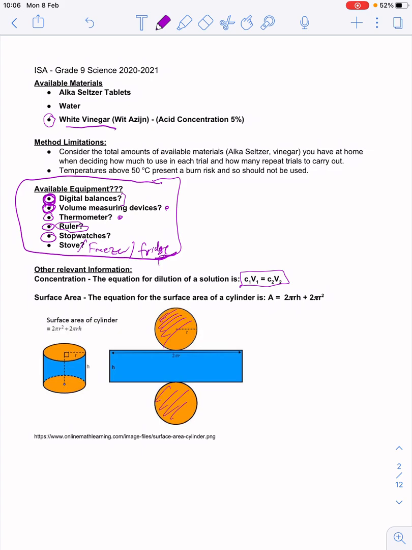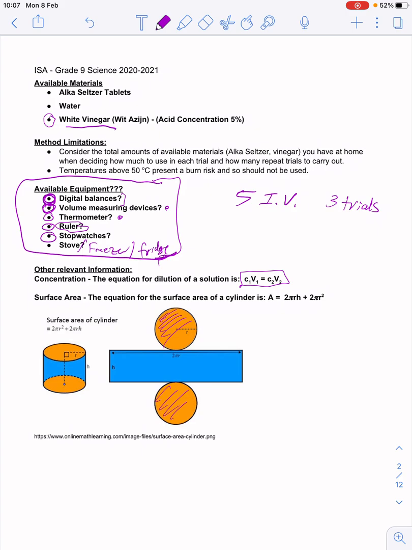Okay. Also, when you think about your method, consider the total amounts of available materials. Generally speaking, we want you to do 5 independent variable values. So that would mean like 5 temperatures or 5 concentrations, and a minimum of 3 repeated trials. So you're looking at least 15 trials, plus you're probably going to make some mistakes, and you're going to do these practice trials before next class. So think about the amount of Alka-Seltzer tablets you have, and plan accordingly. Don't mess around too much.